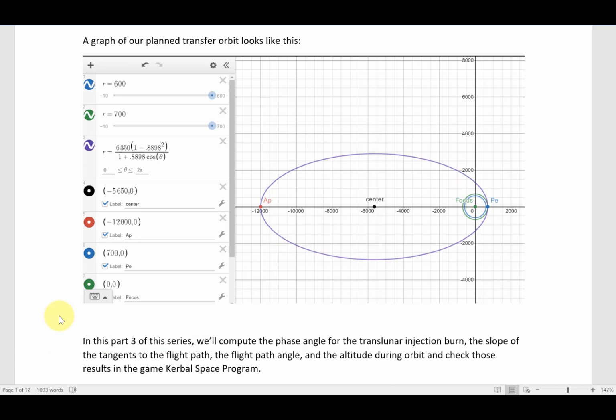So in this part 3 of the series, we'll compute the phase angle for the translunar injection burn. That's basically timing when to begin the rocket burn, the injection burn. We'll compute the slope of the tangents to the flight path along this orbit. We'll compute the flight path angle also, which is also referred to as the pitch. And we'll compute the angle during orbit. We'll check all those results in the game Kerbal Space Program.